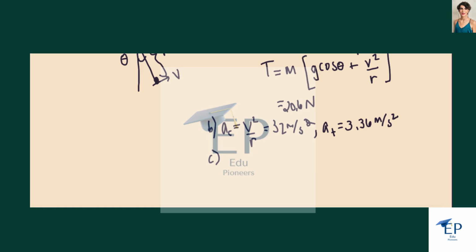And for C, we want the total acceleration. And so the total is just going to be the vector sum of these. These are perpendicular. So AC is going to be inward, and then AT is going to be like this. And so the sum is going to be something like this. And so the total is just going to be the square root of 32 squared plus 3.36 squared. And if I plug that into a calculator, let's see what I get. 32 squared plus 3.36 squared. And I get 32.2 meters per second squared.